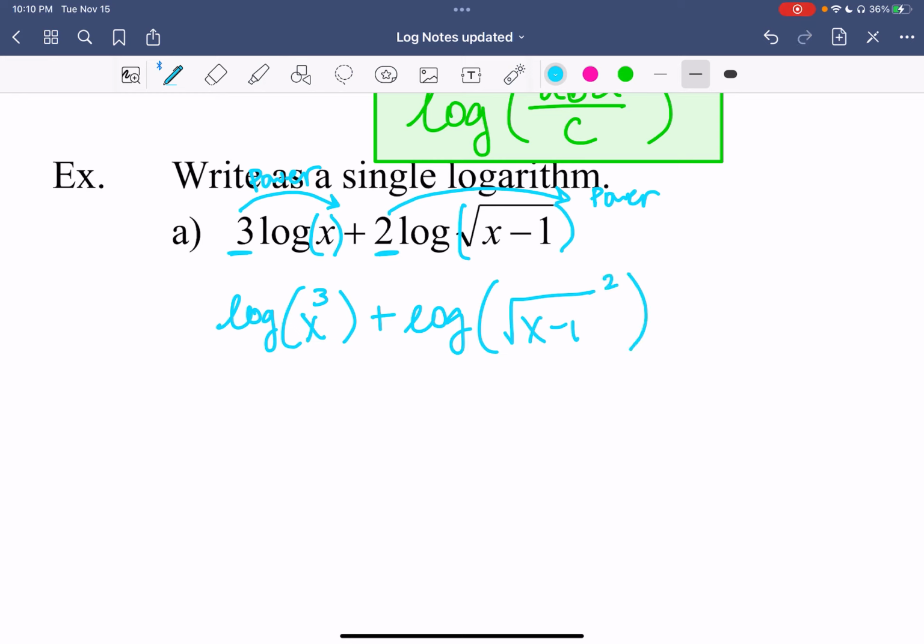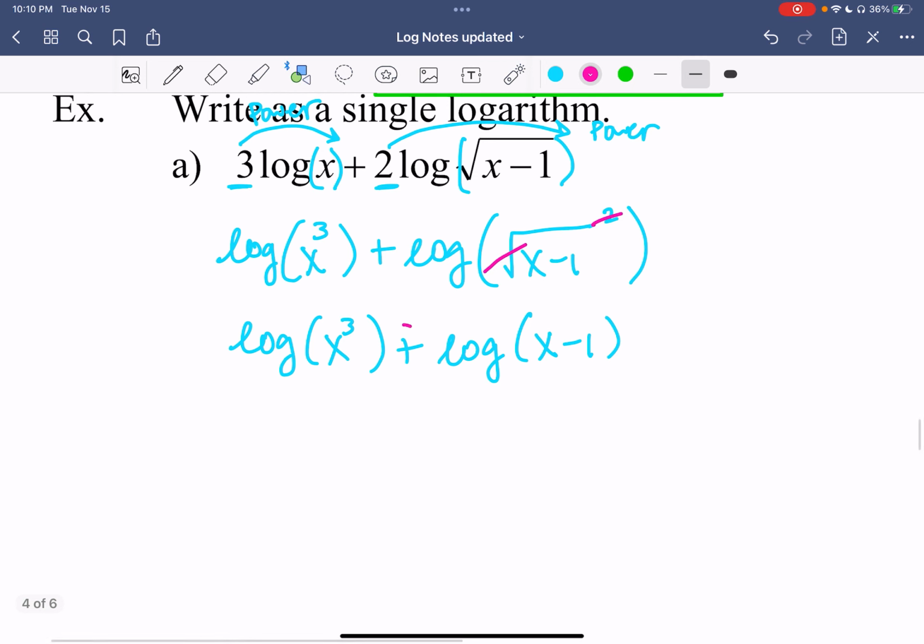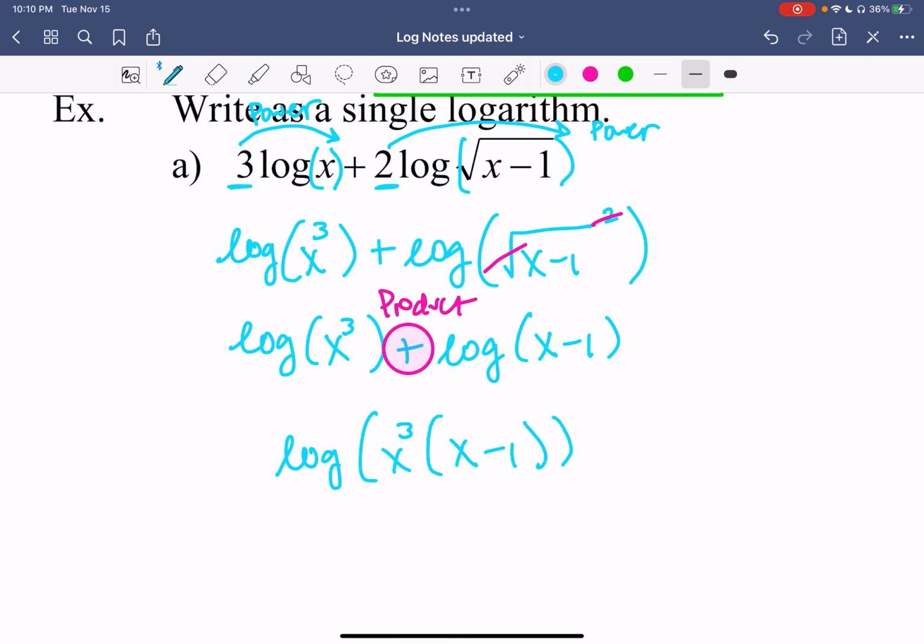Okay, and then you can simplify this. So the square root cancels out the square. So we can rewrite this as log x cubed plus log of x minus 1. Okay, now the next law we can use, there's a plus, so that's going to be the product law. So I'm going to multiply the arguments, log of x cubed multiplied by x minus 1. Okay, I have to distribute that x cubed. So the final answer, x cubed times x is x to the power of 4, and x cubed times negative 1 is negative x cubed.